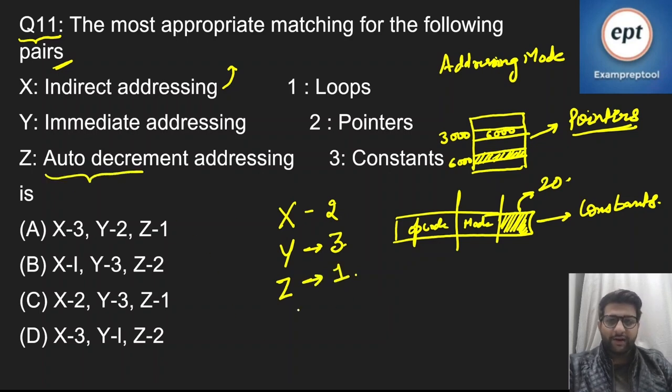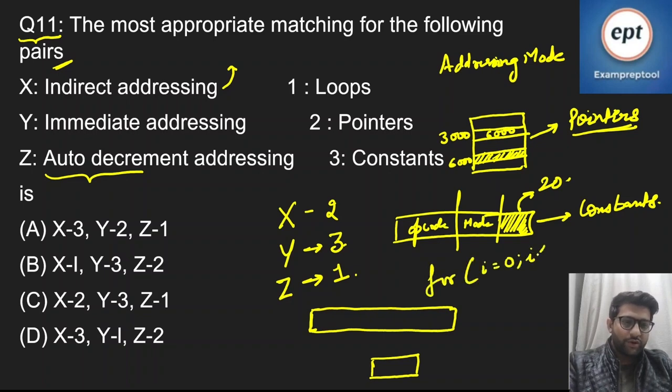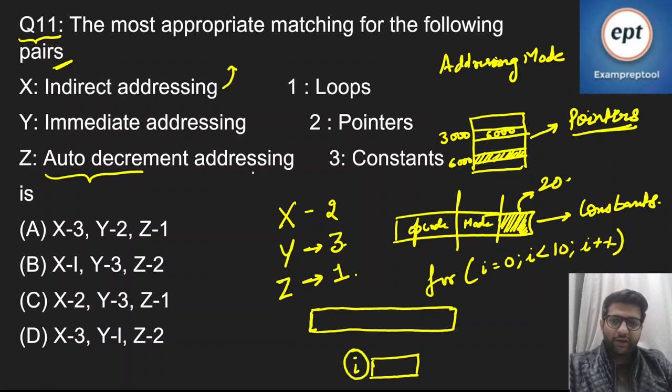Let's revise this auto decrement addressing. So what is done here is that if this is an instruction, there will be a register. Let's say we are implementing a for loop, from i equal to 0, i less than 10, i plus plus. There will be a register which will store the current value of i. So here it is the auto decrement operator, so this will be minus minus i, and this register will store the current value of i.